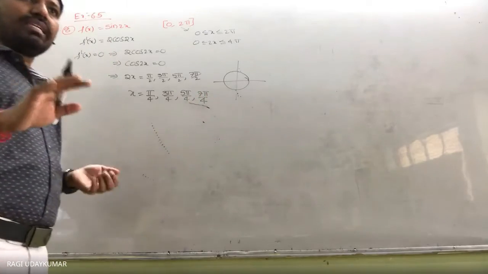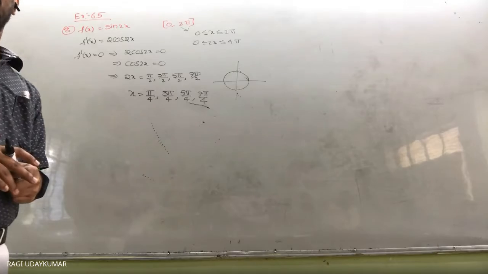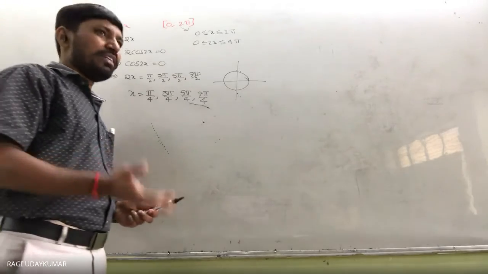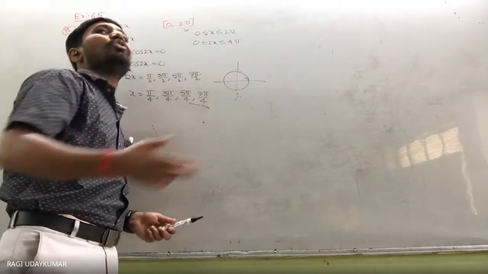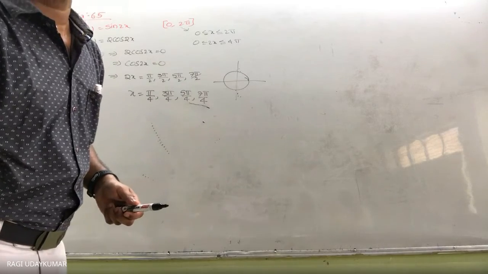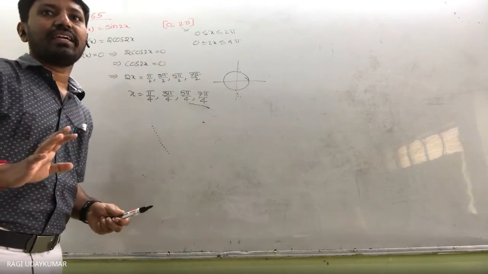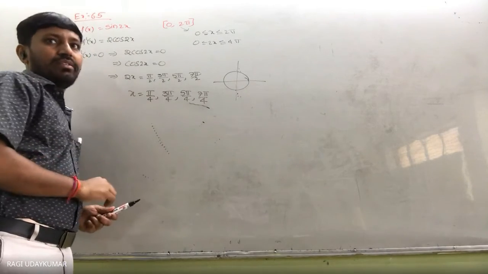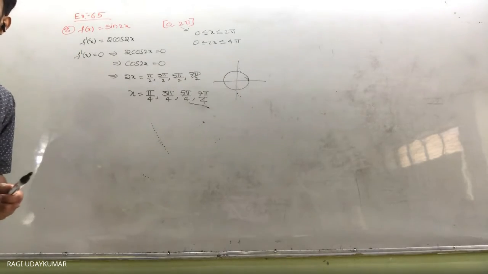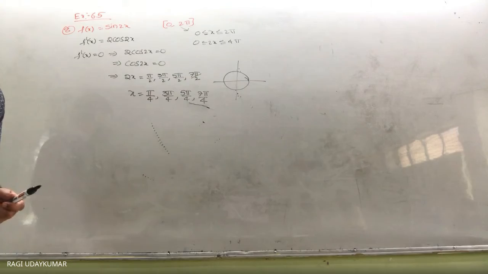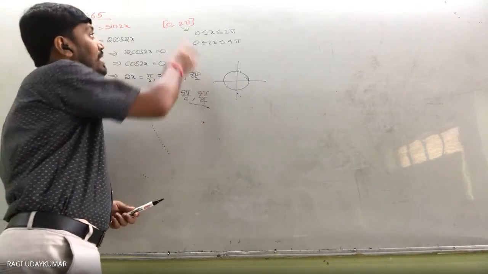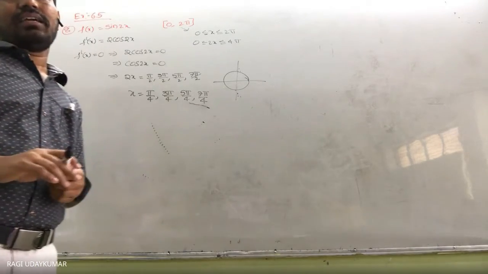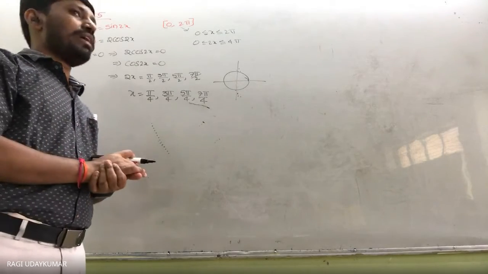Whether this 7pi/4 is less than 2 pi or not: it is less than 2 pi, obviously, because x lies between 0 and 2 pi and 2x lies between 0 and 4 pi, as we have taken. Now what to do? We have to find the critical points. These are the critical points. Then we need to find the function value at these critical points as well as the extreme points, to find the maximum value and the minimum value of the function.